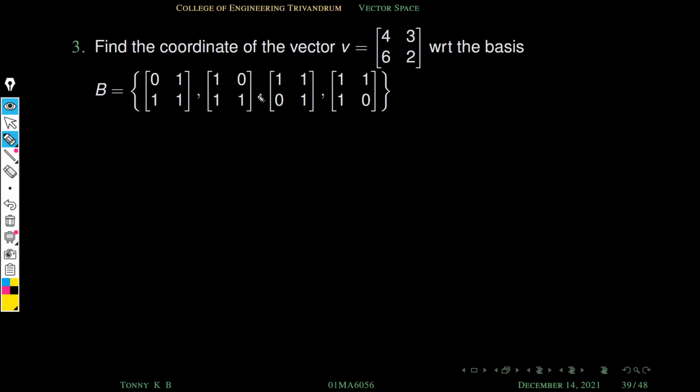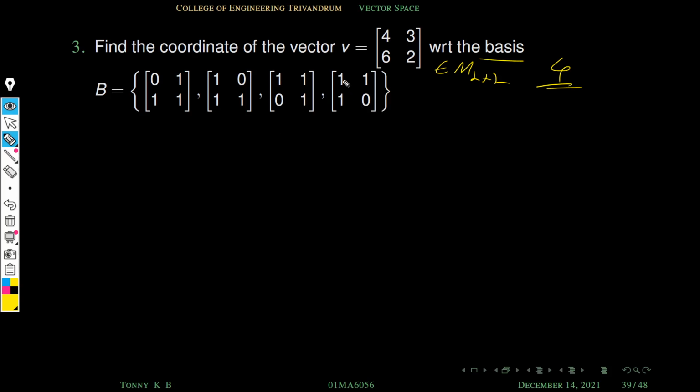Next problem: find the coordinate of the vector v equal to [4 3; 6 2] with respect to this basis. Anyway, it is given that this is a basis. It's a 4-element set, and we know the dimension of this space. It belongs to M2x2, whose dimension is 4. So to check whether it's a basis, you only have to check whether they are linearly independent, because it contains only 4 elements. Anyway, in this problem it is given that it's a basis, no problem.